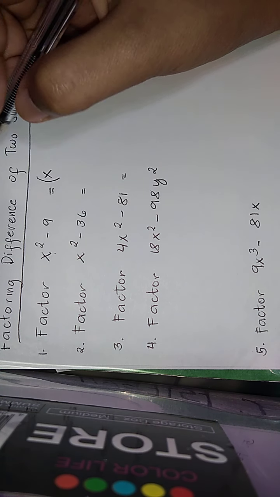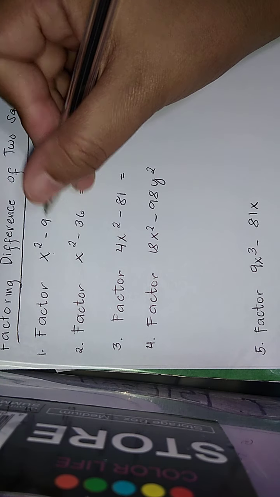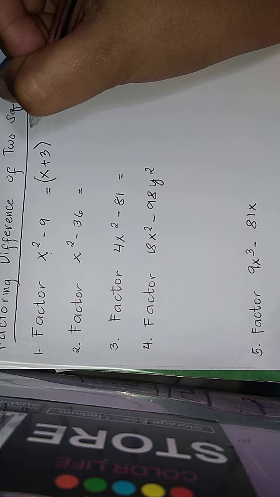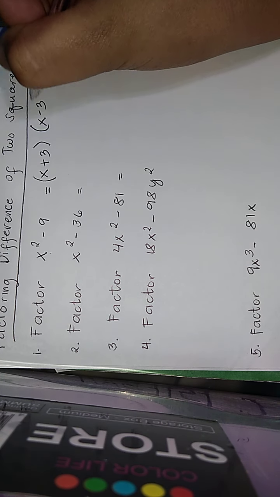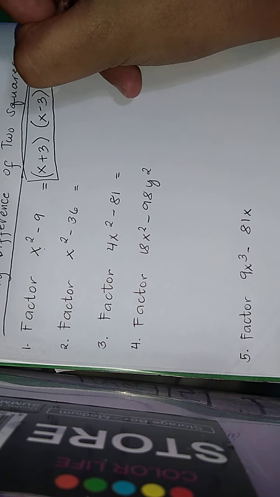So, sabi ko kanina, kunin din ang square root ng second term. So, square root of 9 is 3. So, sulat nyo isang x plus 3 at isang x minus 3. So, ito na yung ating factored form.